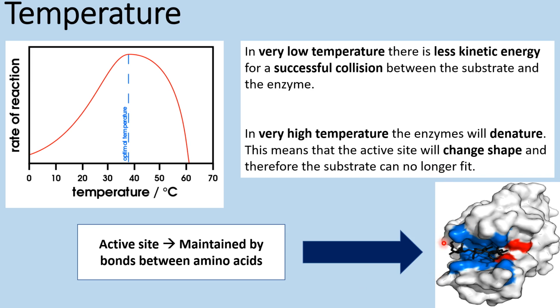The active site is maintained by bonds between the amino acids. When writing our answers, you cannot mention bonds only; generally, bonds, you will not get a mark for that. You need to specify the bond, such as hydrogen bond, ionic bond. So if the active site has changed shape, that means the substrate can no longer fit, which means you will not have enzyme substrate complex being formed. The rate of reaction will drop down.